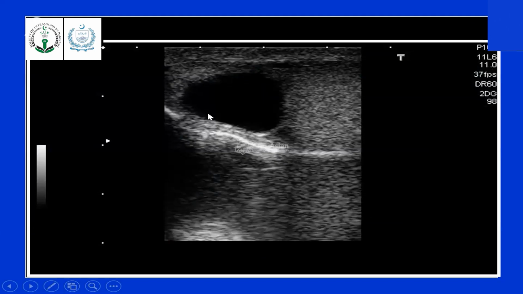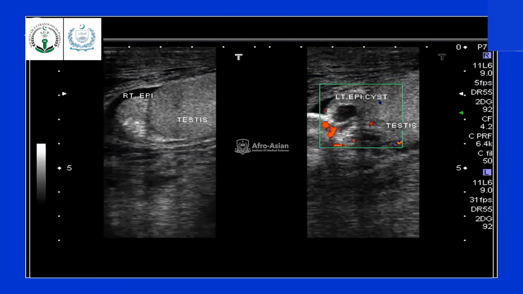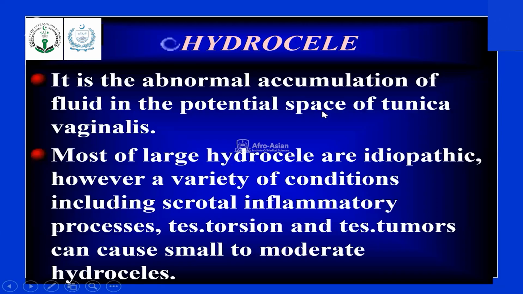This is epididymal head cyst. This is epididymis, and on left side in epididymis there is a cyst. If this cyst is lying within the epididymis, it will be epididymal cyst, but if it is lying here at the periphery, it will be the spermatic cord cyst.